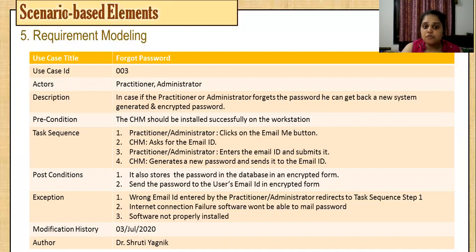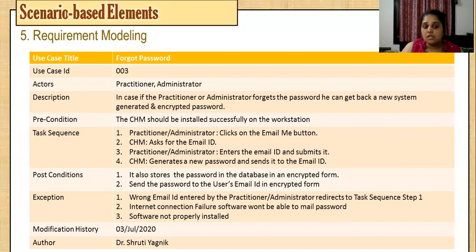Now the task sequence for forgot password. If you forget the password, the practitioner or administrator will click on the email me button. Then the system will ask for the email ID. The practitioner or administrator will enter the registered email ID and submit it. The system will generate a new password and send it to them via the mail ID. Post conditions: this password is stored in the database in an encrypted form, and the password sent to the email ID of the user is also in encrypted format.